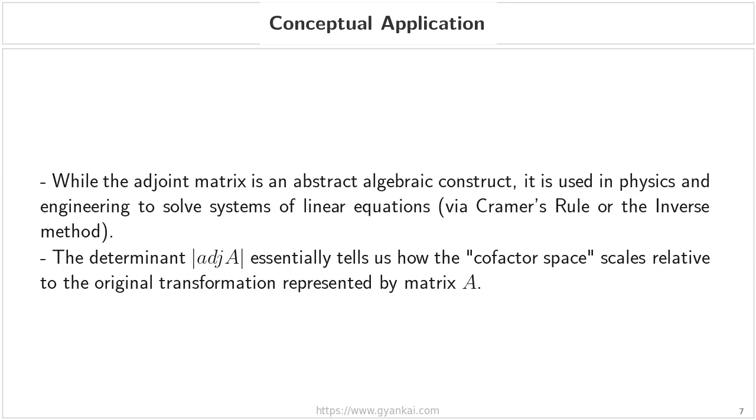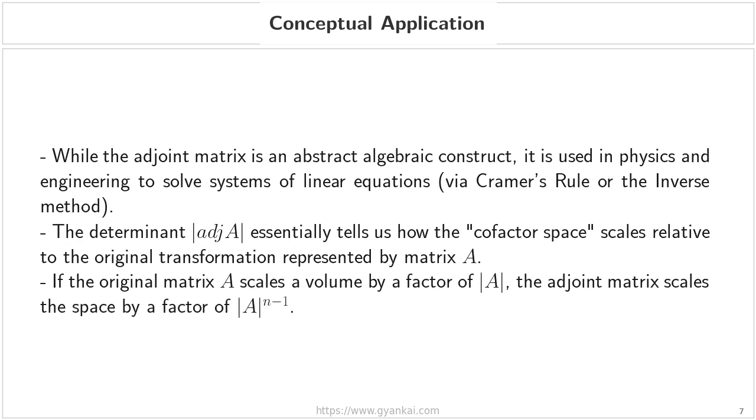Next, let's try to understand the intuition behind the math. The determinant of the adjoint, which we write as the determinant of an adjoint, essentially tells us how the cofactor space scales relative to the original transformation represented by matrix A.